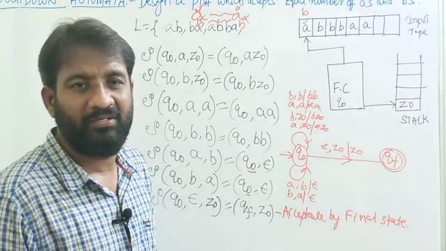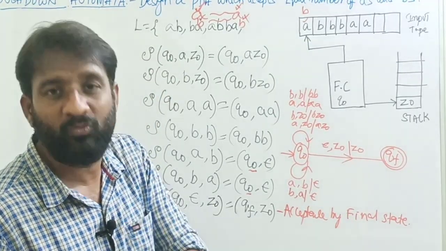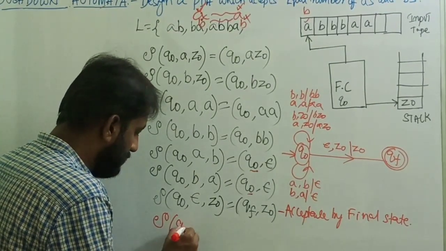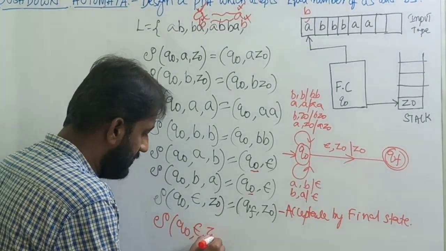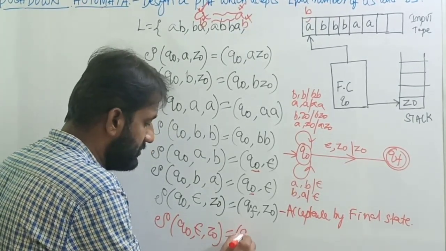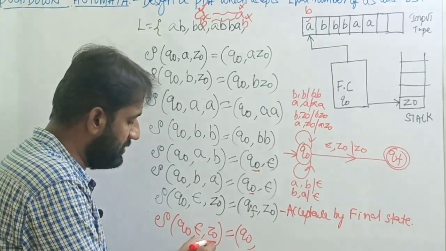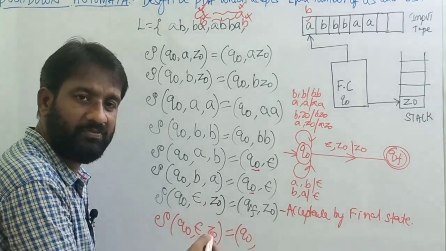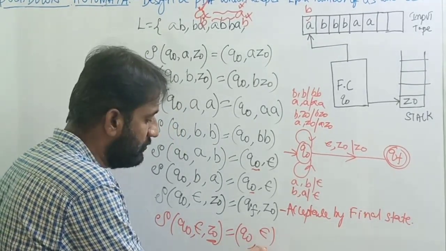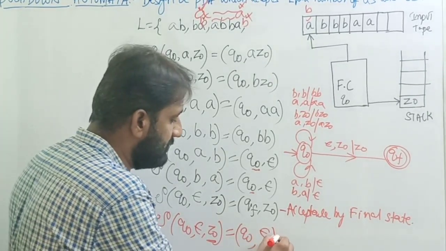Now let's make this transition also suitable for acceptance by empty stack by adding only one transition, that is Q0, comma, epsilon, comma, Z0 equals to remaining in the same state Q0 by removing an element from the stack. What is that? Top of the stack is Z0. Remove Z0 from the stack. So we write epsilon. Now the stack is empty, so the string is accepted by empty stack, or the language is accepted by empty stack.